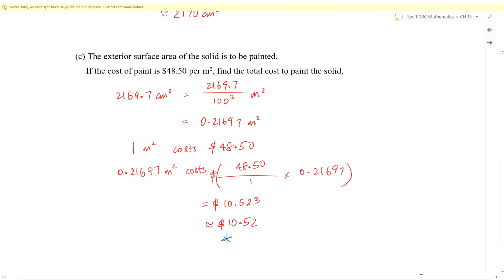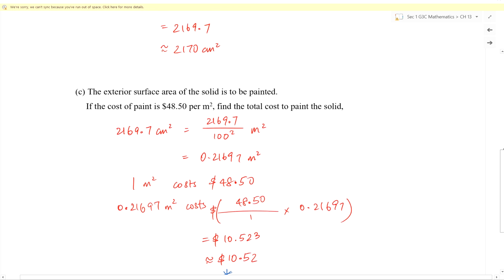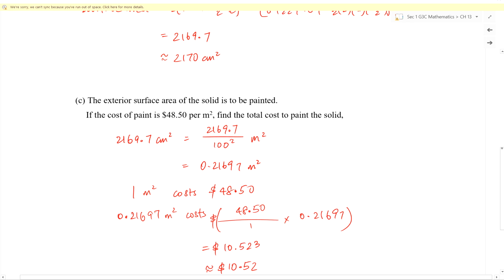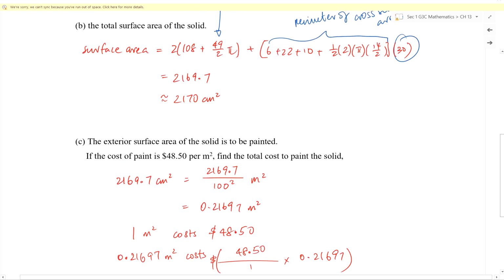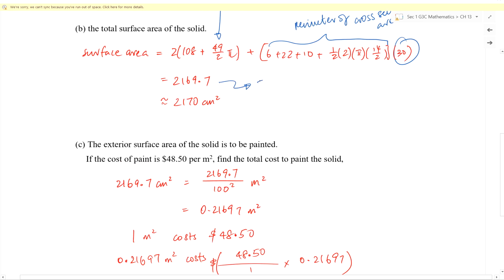Okay, part C. Exterior area to be painted. Cost $48.50 per square meter. So how much will it cost for painting this object? So definitely we need the area. So earlier on, area, look, I've got my 5SF. And that is what I'm going to use for my calculation, for my conversion.